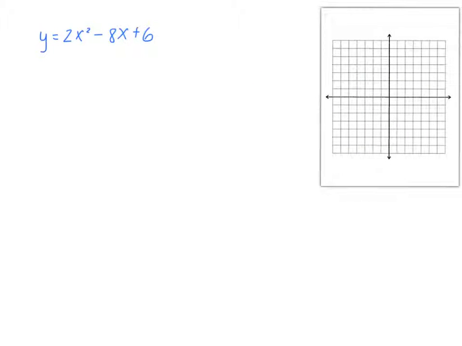Let's look at an example. Consider the quadratic equation y equals 2x squared minus 8x plus 6. To graph this equation, we're going to begin by identifying a, b, and c. A is the coefficient of the x squared term, so that would be 2. B is the coefficient of the x term, so that would be negative 8. And c is the constant. So for this problem, that is 6.